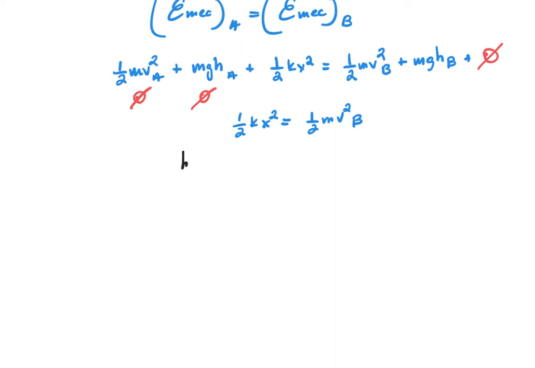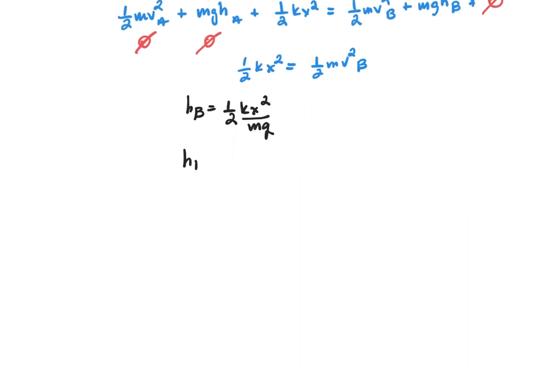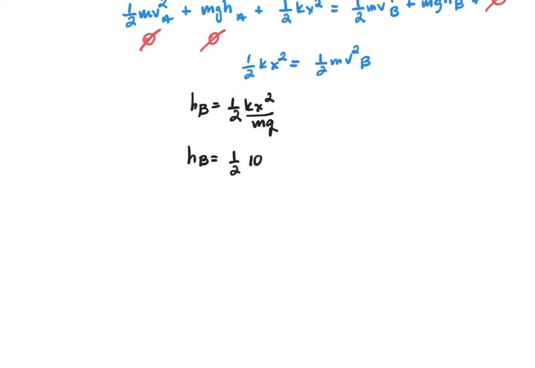So h B, which is what they're looking for, the height of B, equals one half k x squared over m g. Again, h B equals one half of what is k. Let's see, find out what k is. K was 10.